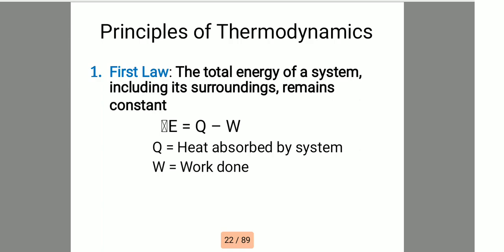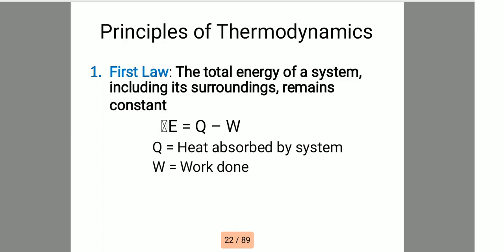The first law of thermodynamics: the total energy of a system, including its surroundings, remains constant, or delta E is equal to Q minus W, where Q is the heat absorbed by the system and W is the work done. This is called the law of conservation of energy. If heat is transformed into work, there is proportionality between the work done and the heat dissipated.